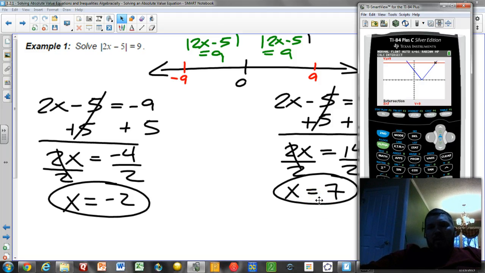So, like I said before in a previous video, solving it by hand using the algebra is great. You need to know how to do that, but using the calculator is a lot more efficient. And that's it.